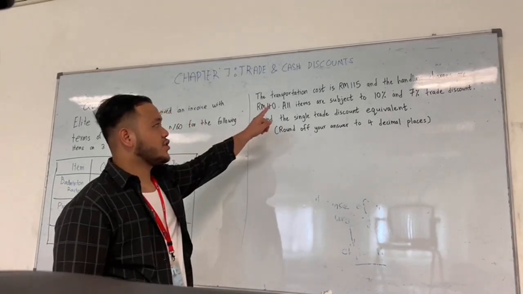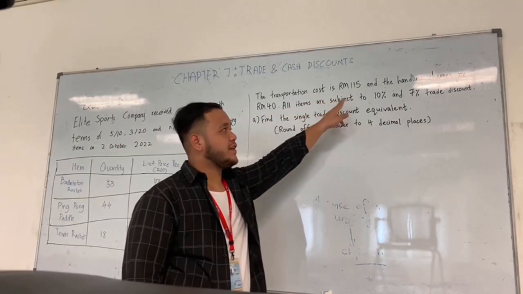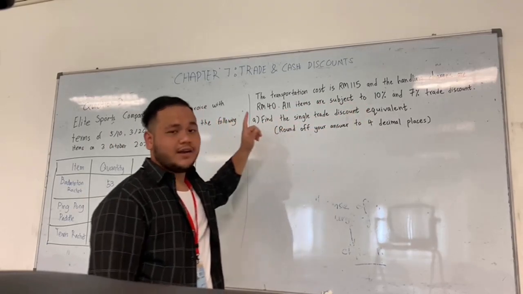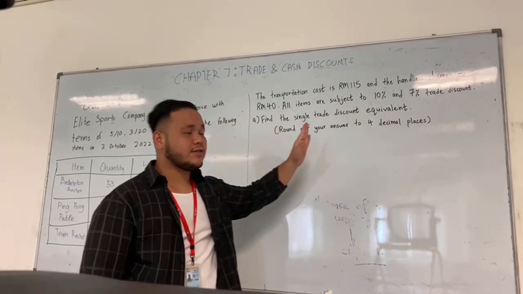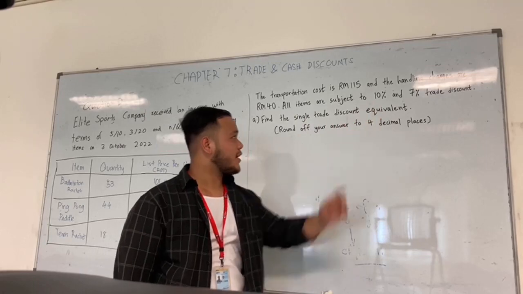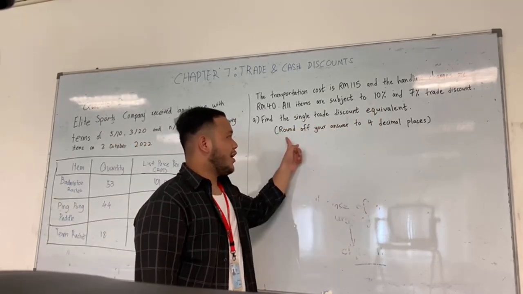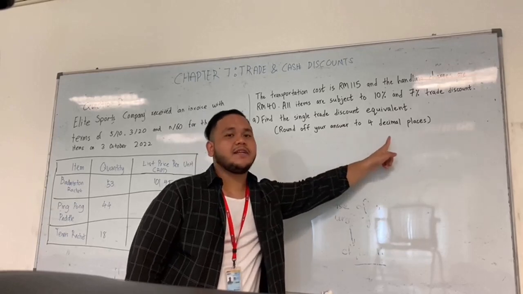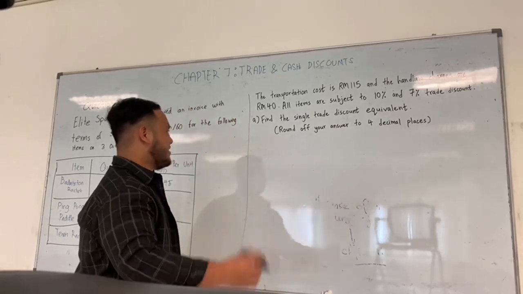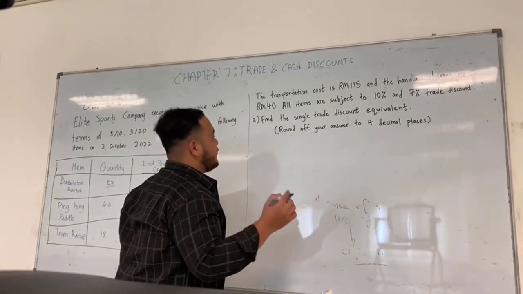The transportation cost is RM 115 and the handling charges are RM 40. All items are subject to 10% and 7% trade discount. A. Find the single trade discount equivalent. Round off your answer to 4 decimal places. It's easy. We just need to know the formula.